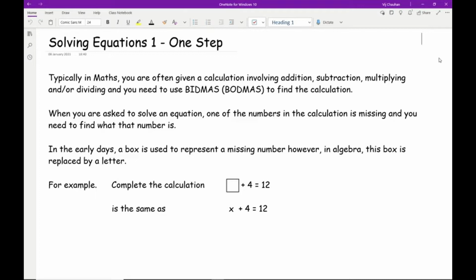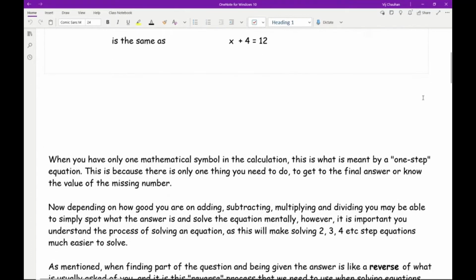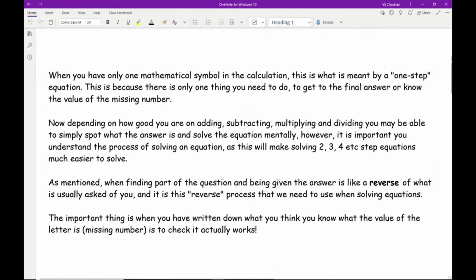Now at primary school you may have come across these types of questions when you've finally mastered addition and subtraction. It's kind of introducing the concept of working backwards, which is basically what solving equations is all about. So when you only have one mathematical symbol in a calculation, this is what is meant by a one-step equation. This is because there is only one thing you need to do to know the value of the missing number.